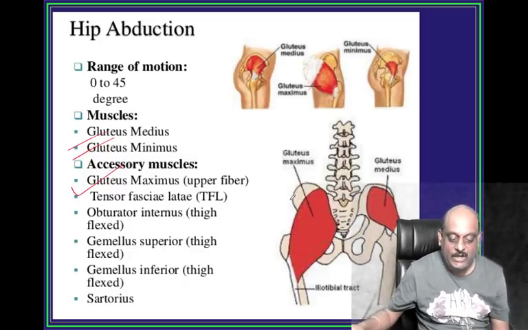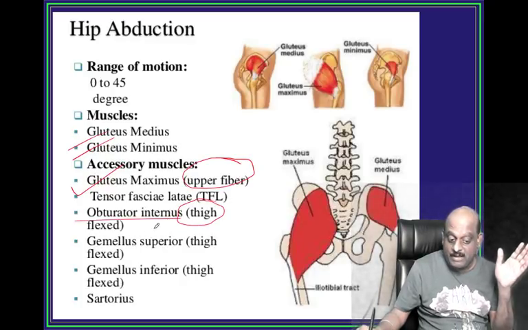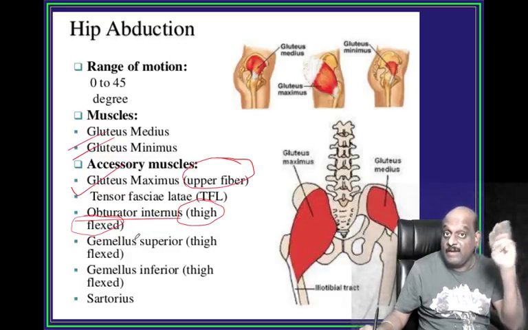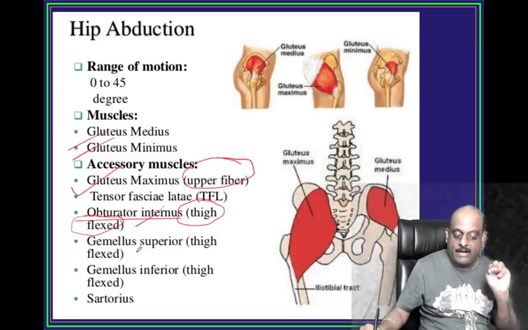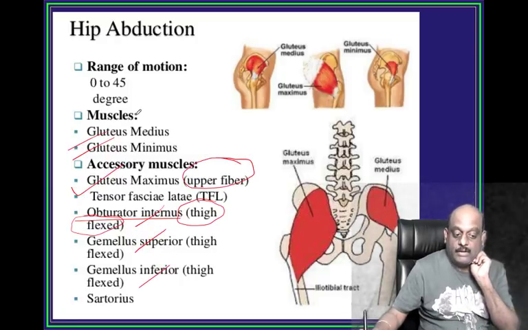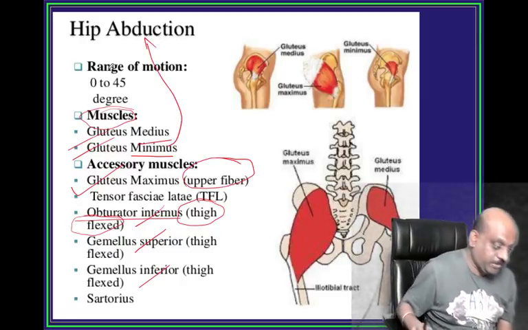So gluteus maximus upper fibers, and obturator internus is an abductor when the thigh is flexed. When the thigh is flexed, three muscles will act like an abductor: obturator internus, gemellus superior, gemellus inferior. Then the main muscles are gluteus medius and minimus as the hip abductors, is what you need to remember.